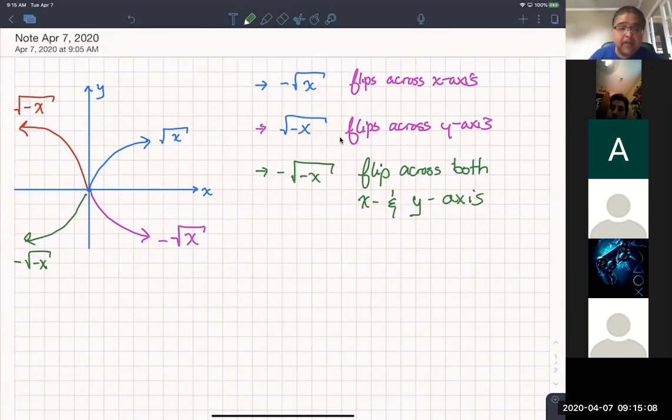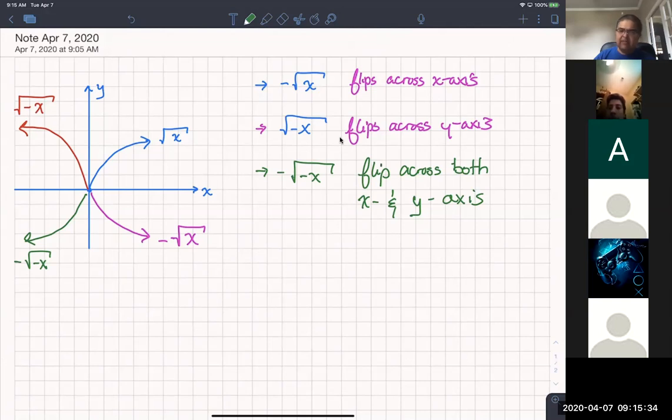Okay. So that's the main thing y'all need to know, okay, where the negative is. If the negative is on the outside, you flip it across the x-axis. If the negative is on the inside of the square root, it flips it across the y-axis. If the negative is both on the outside and the inside, you flip it across the x, then across the y. Okay. Any questions?